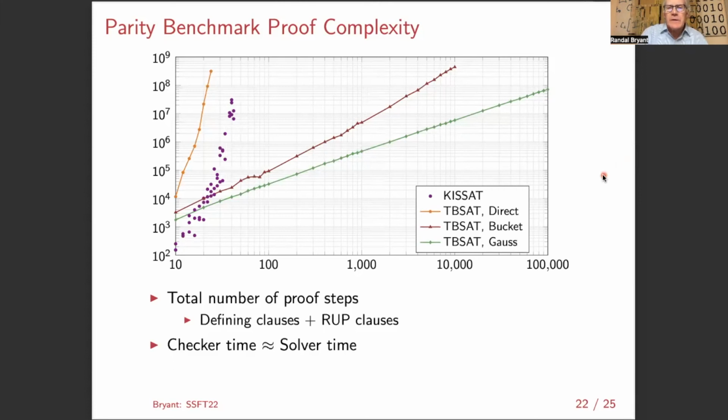So you can see that our proofs are something short of 100 million clauses for n equals 100,000, and it gets up to a few 100 million clauses for my upper limit. But these are all within the realm of checking possibilities for the LRAT checker.